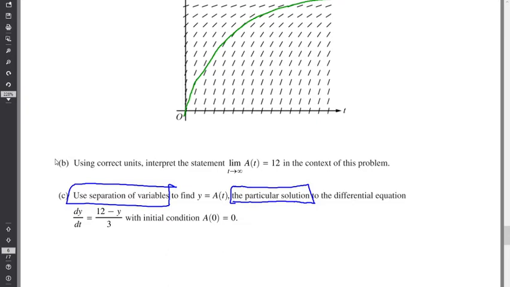I see some people look at that phrasing of the question and then put a big question mark because they don't know what to do. It's a separation of variables question.